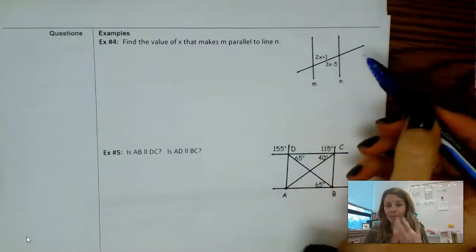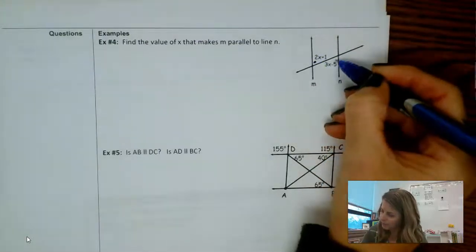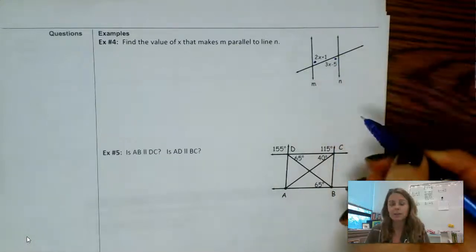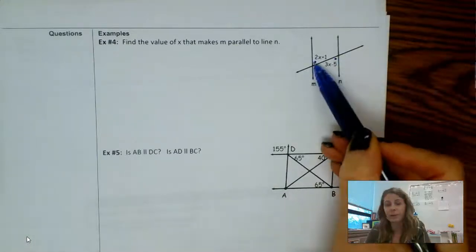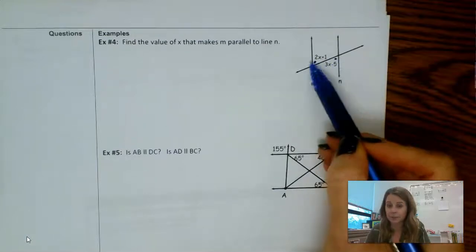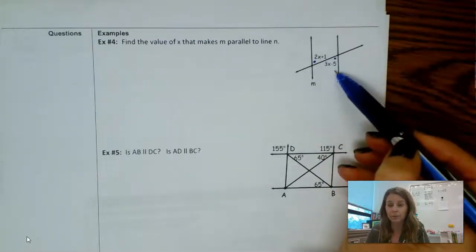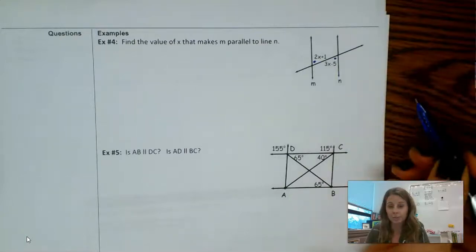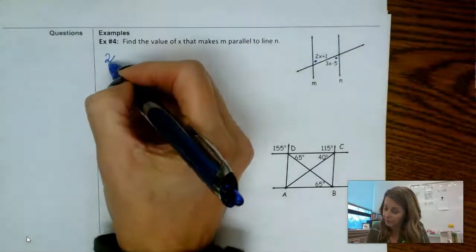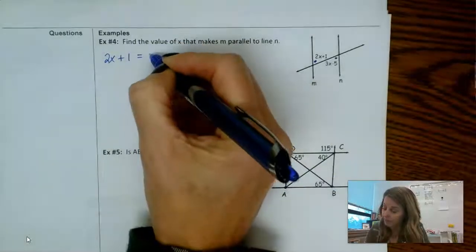So the thought process here is, 2x plus 1 is this angle right here, 3x minus 5 is this one. So if I can get those two angles to be the same, then by the alternate interior angles converse, the lines are parallel. So I want to know what value of x makes these two angles the same. I need to just set them equal to each other and solve. So 2x plus 1 equals 3x minus 5.